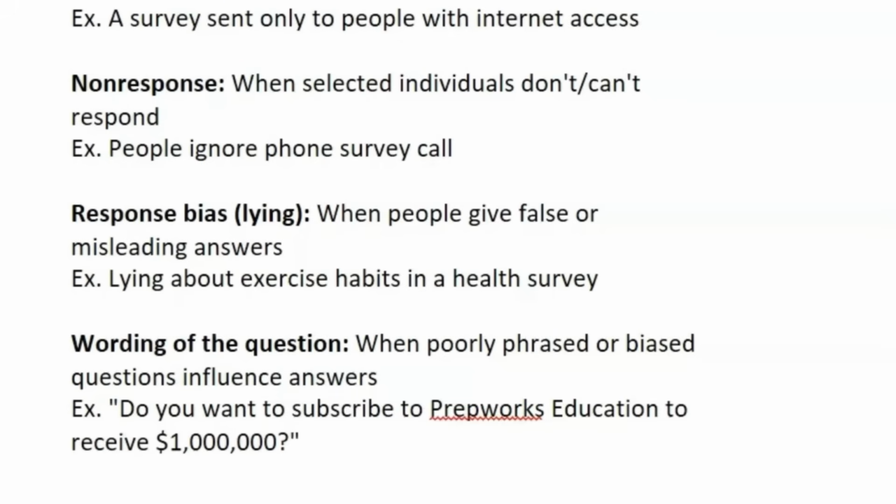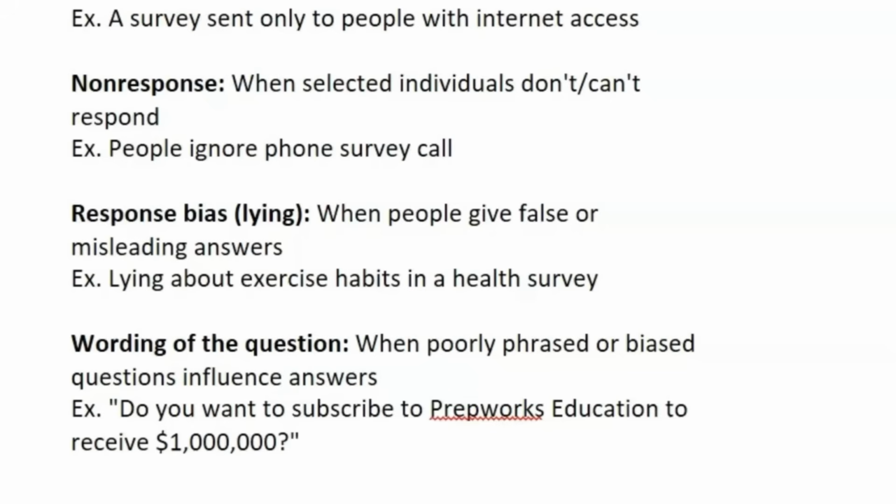So for example, if you call somebody and you're like, hey, can you do the survey, and they say no, well, that's non-response bias and a shortcoming as well. Next up, we have response bias, when people give false or misleading answers. So this is like the equivalent of lying.